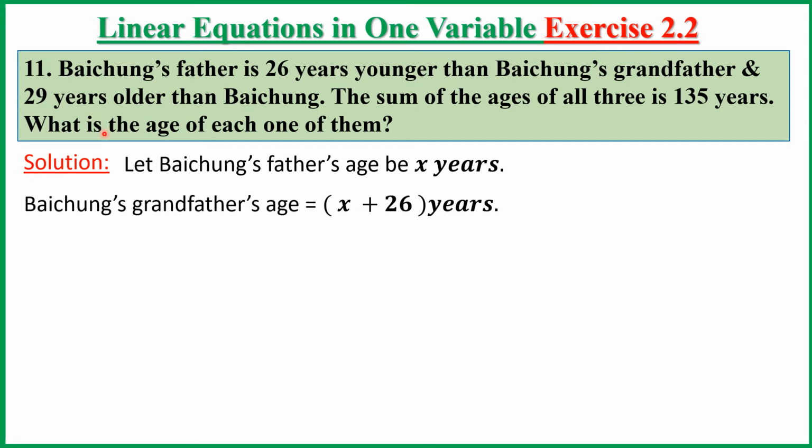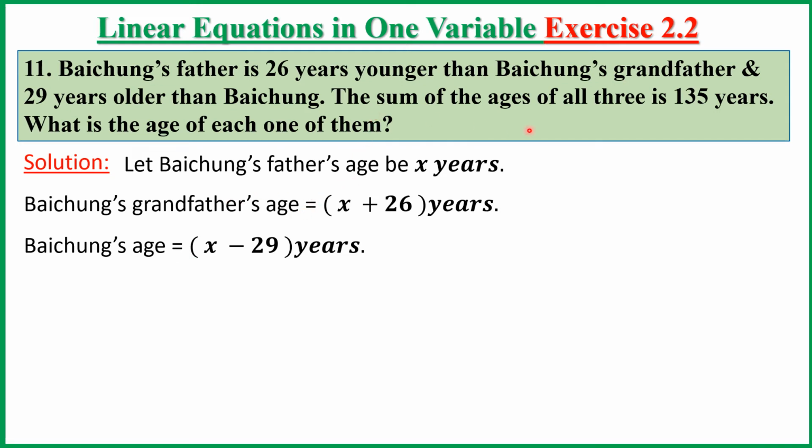Then what they have given, 29 years older than Baijung. That is, your father is 29 years older than you. So we have to find your age, that is Baijung's age. You are less than your father, right? That is x minus 29, where x is Baijung's father's age. So we have got Baijung's age, Baijung's grandfather's age and Baijung's father's age.